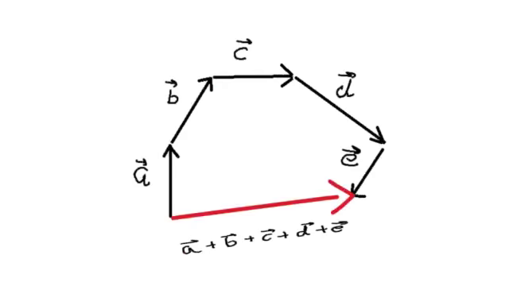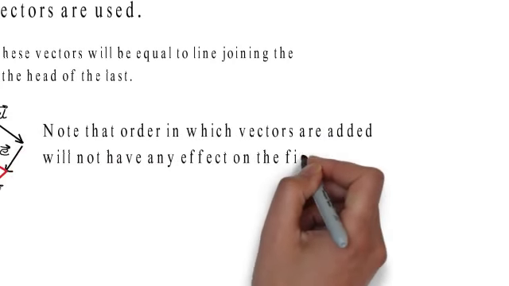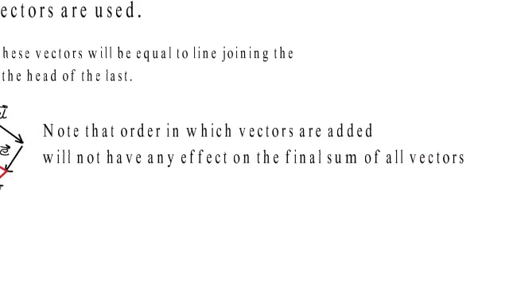So this is how we are going to add many vectors. We create a polygon by placing head of one vector on the tail of another until we exhaust all vectors. The last side of the polygon represents the sum of all other sides. Note that the order in which vectors are added will not have any effect on the final sum.